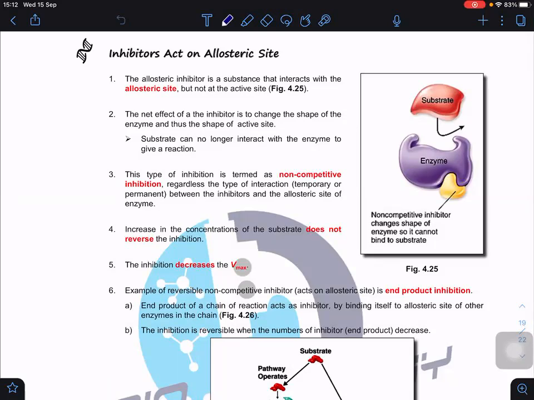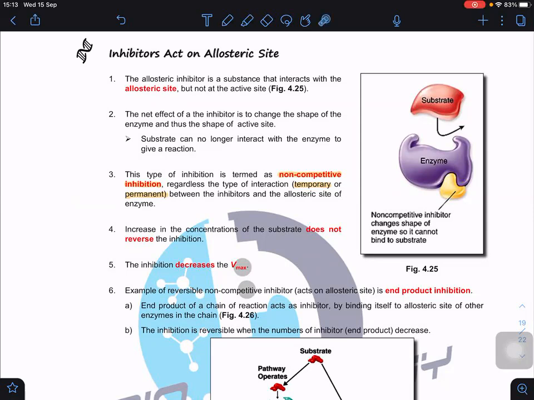For inhibitors that act on the allosteric sites, it is totally different from inhibitors that act on the active sites. How do they act? Basically, they bind to the allosteric site and interact with it. In these kinds of inhibition, we call them non-competitive inhibition, where the inhibitor binds temporarily or permanently to the allosteric site, because the substrate won't compete with the inhibitor for the allosteric site, or vice versa. The inhibitor in this case does not compete with the substrate for the active site.